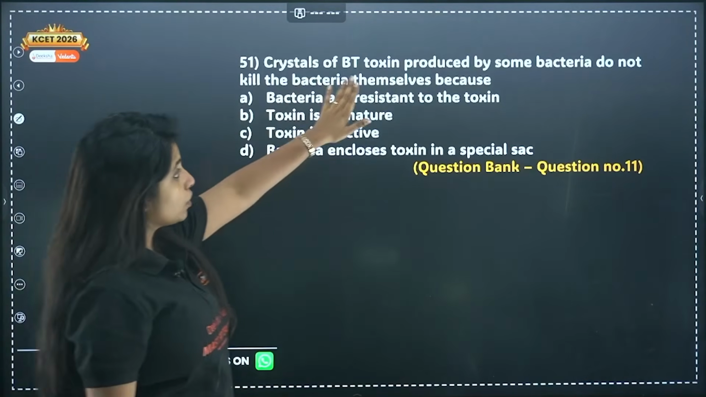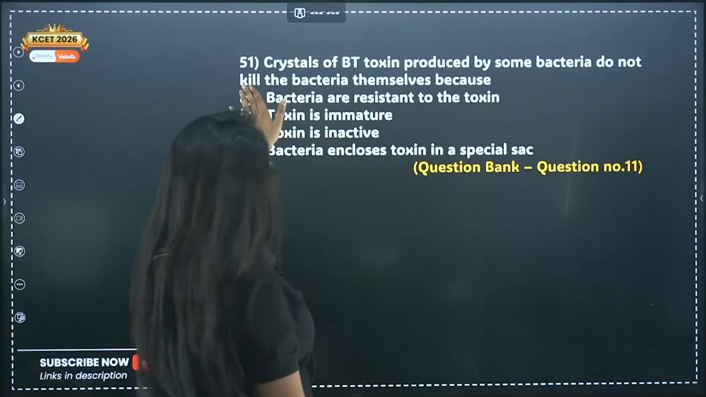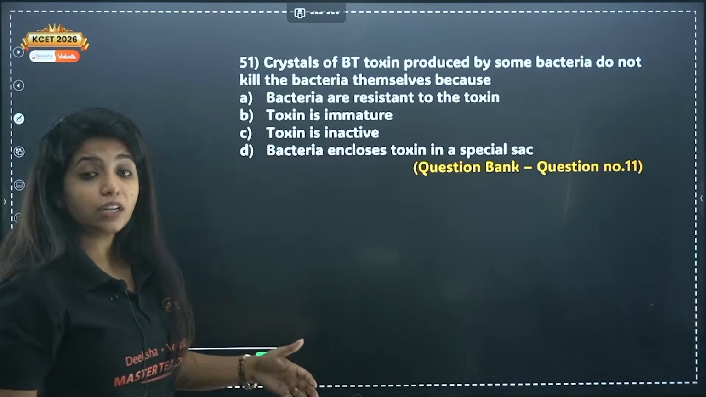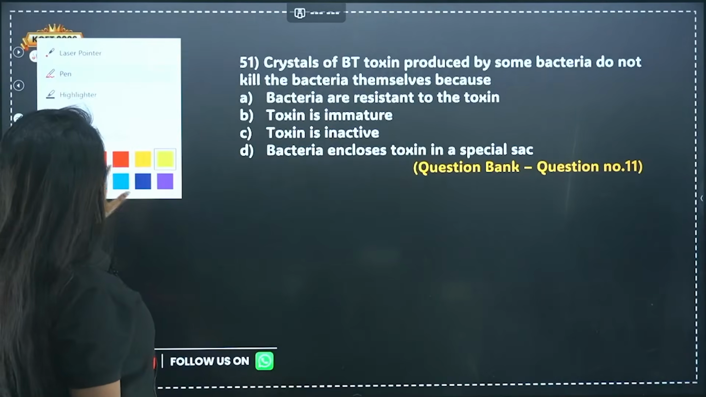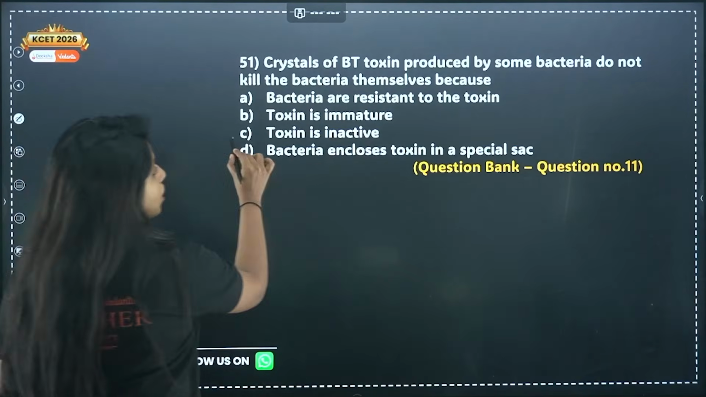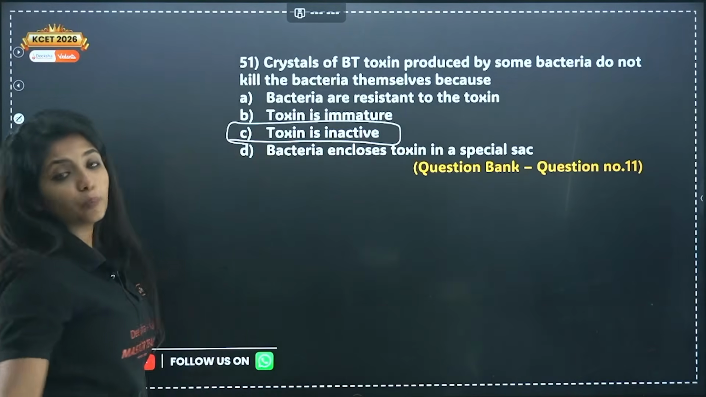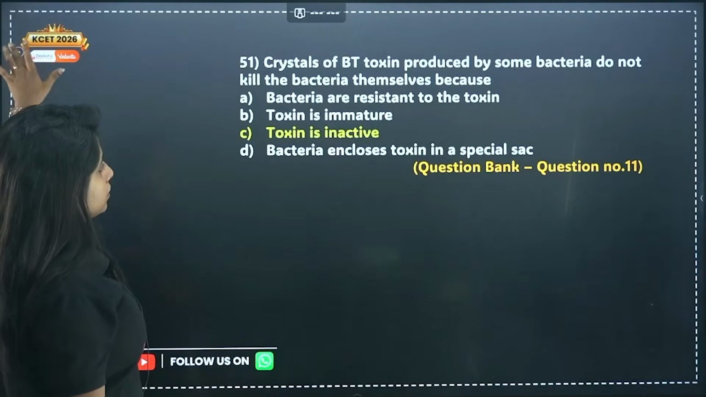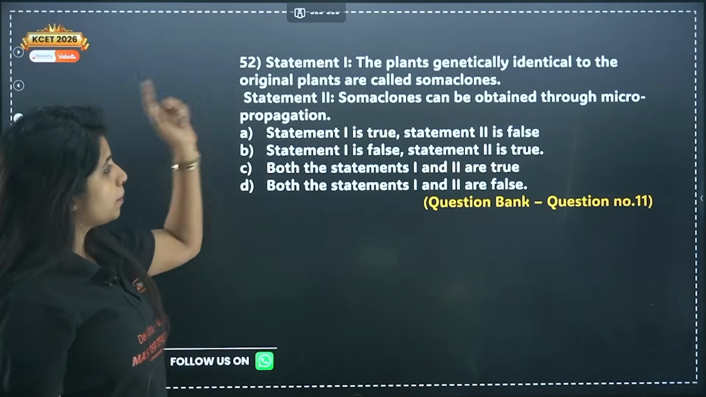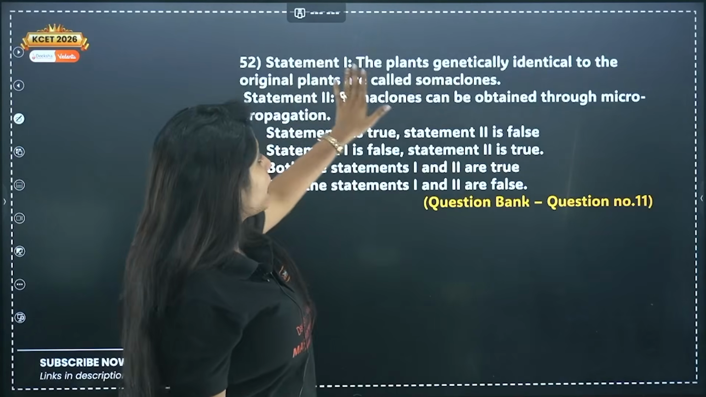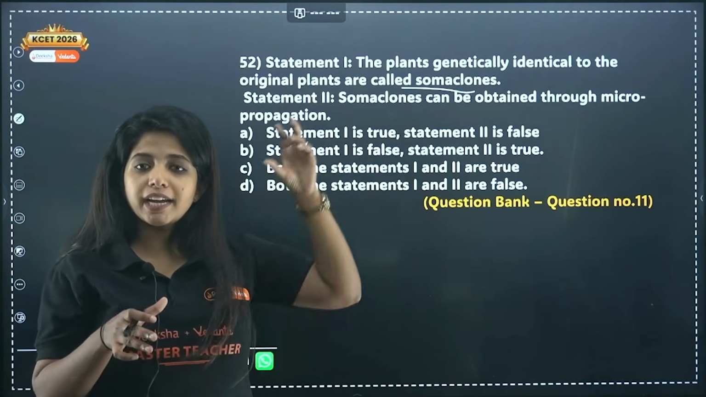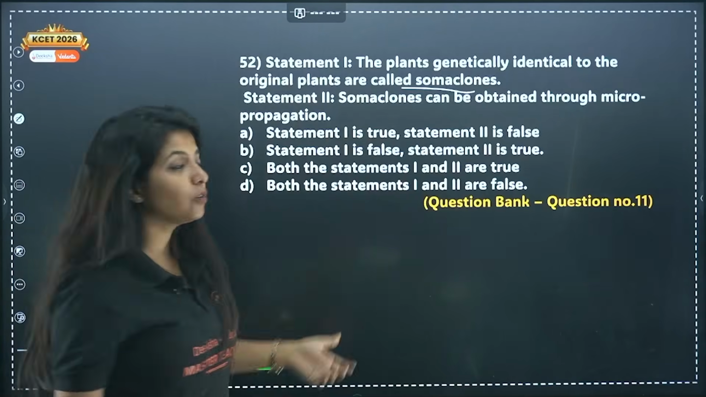Now, crystals of Bt toxin produced by some bacteria do not kill the bacteria themselves. Why does it not kill its own bacteria, where this toxin is present? Because the toxin is inactive. For it to become active, you need an alkaline medium. So this is the reason. Statement 1: the plants genetically identical to the original plants are known as somaclones. Are they? Yes, ma'am.